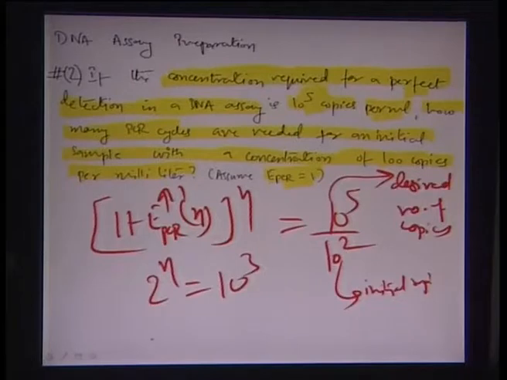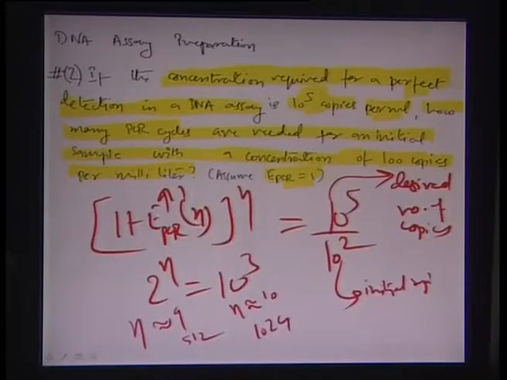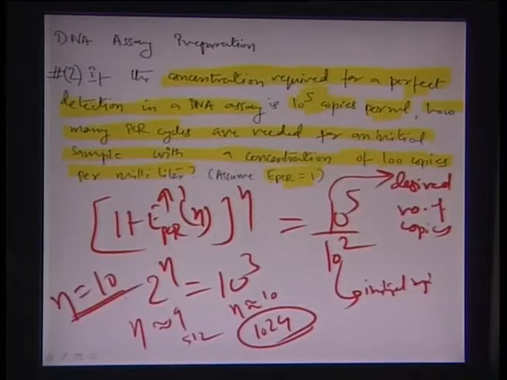So if n were 9, then 2 to the power n would be about 512. If n were 10, it is about 1024. So essentially it is somewhere between 9 and 10. We can say that the number of cycles here is about 10. So this concentration would be reached in about 10 thermal cycles for this particular reaction.